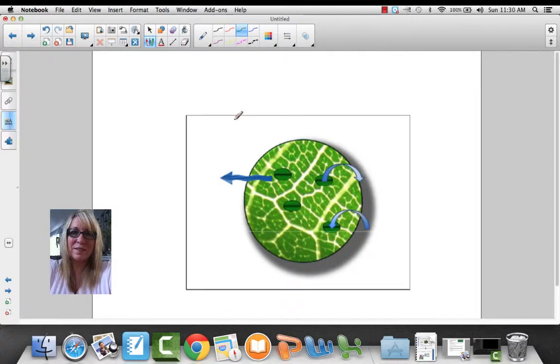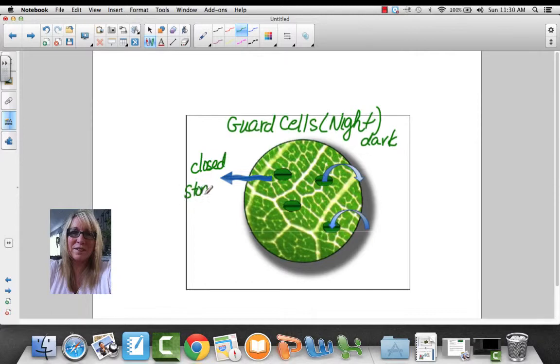And then at night, they are usually closed because it's dark. So here they're closed. So this is a closed stomate. And that's because we want to conserve water at night. So we usually just have more CO2 moving in at night, and there might be some O2 coming out.